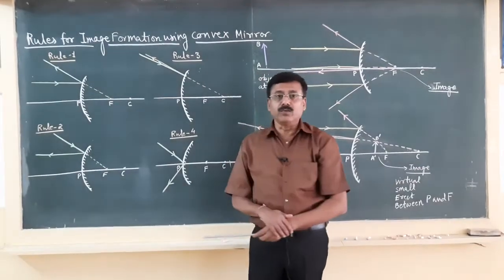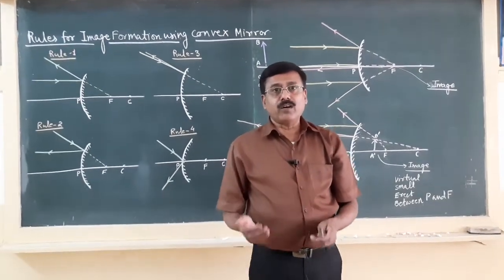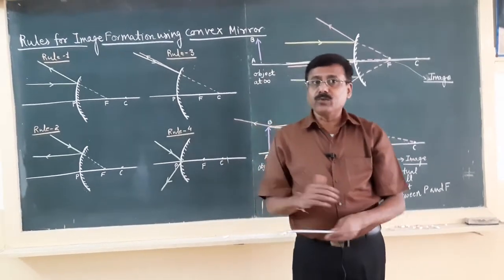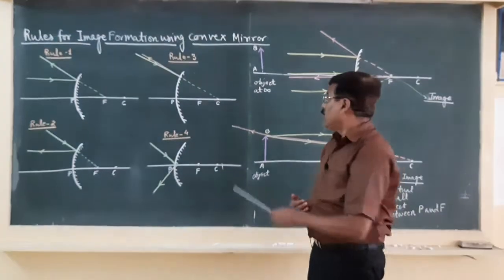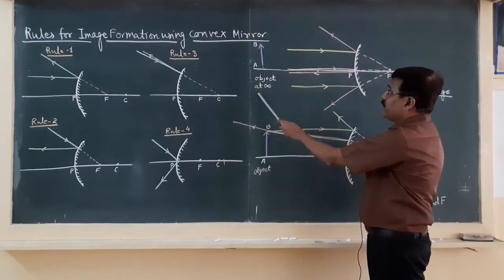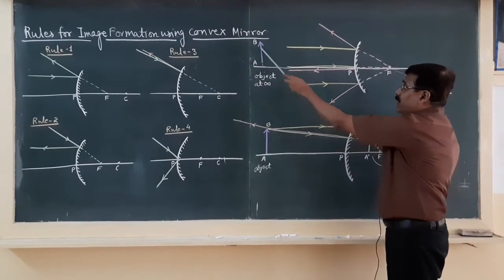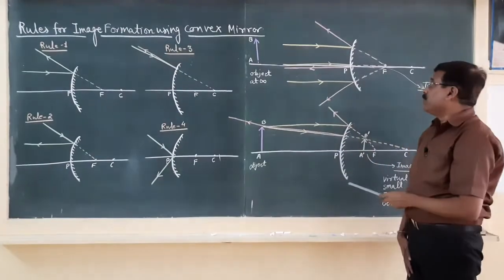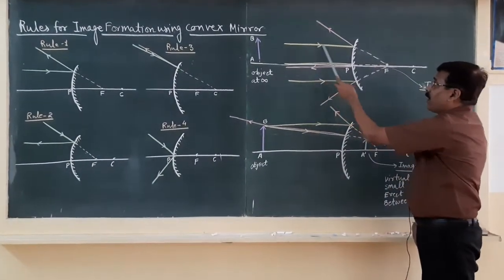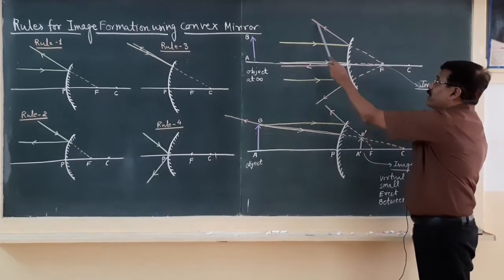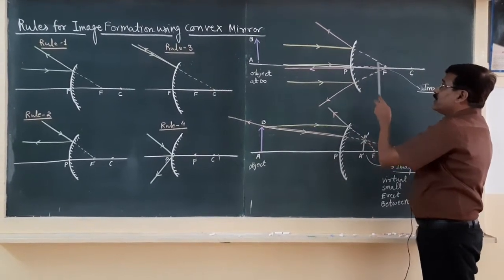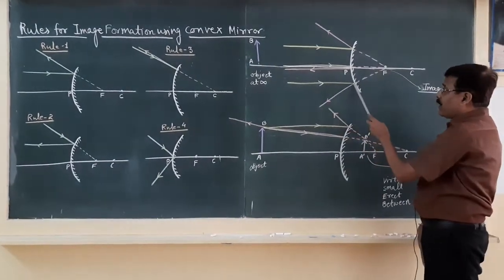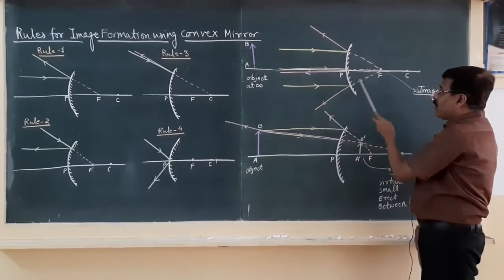With the help of these rules, we can locate the image of any object kept in front of the convex mirror. So, there are 2 cases. First, when the object is placed at infinity. So, AB is the object placed at infinity, very far away from the convex mirror. A light ray parallel to the principal axis will be reflected back as if along the focus. It appears to be reflecting back from the focus. Similarly, this parallel light ray will also be reflected back along the focus.